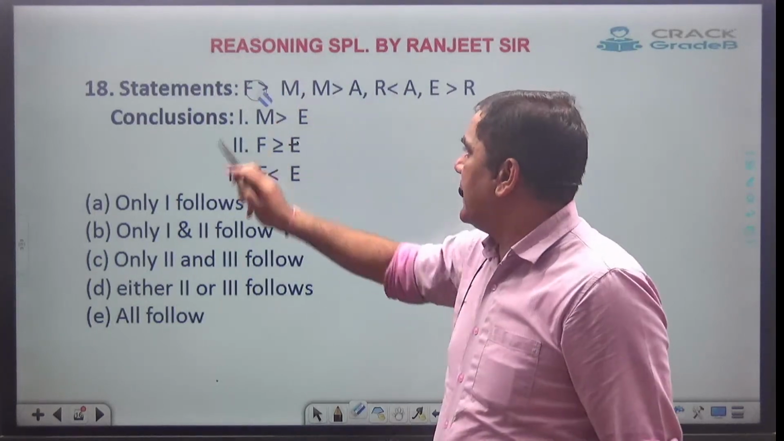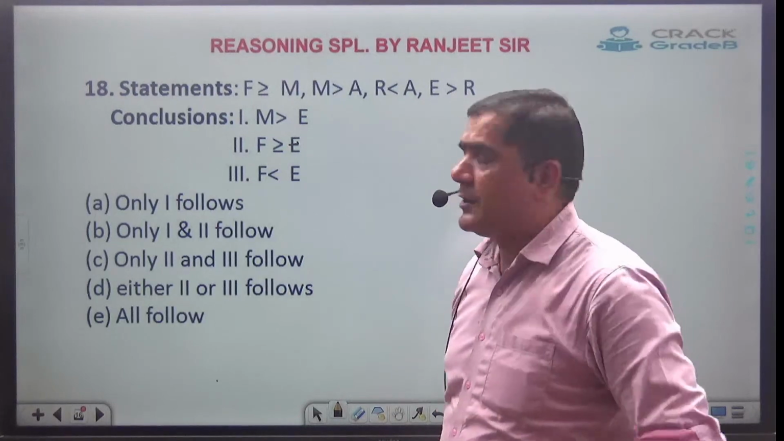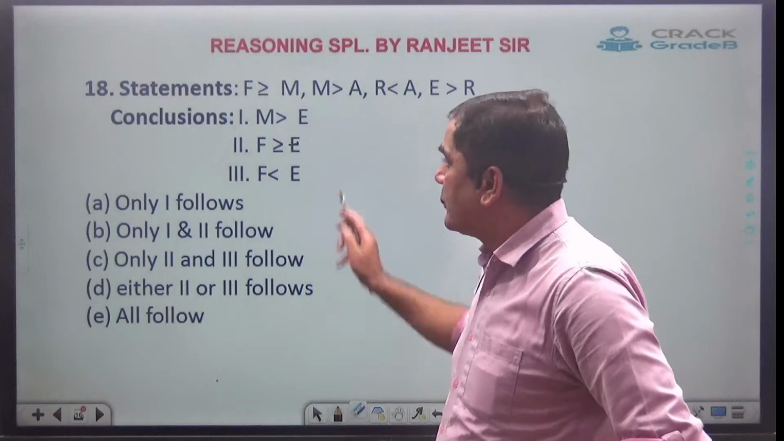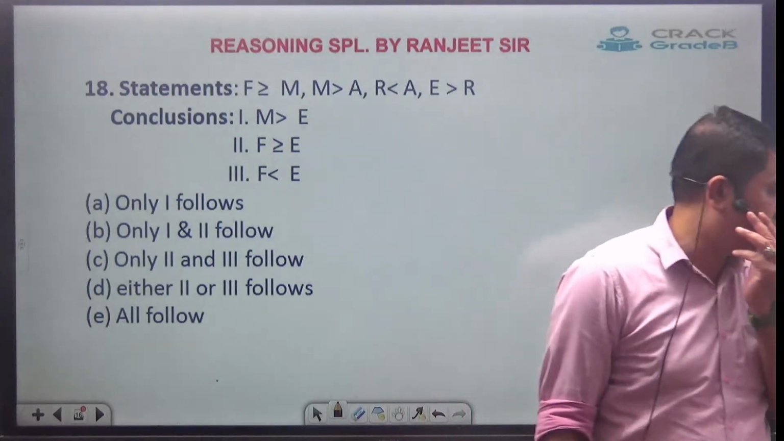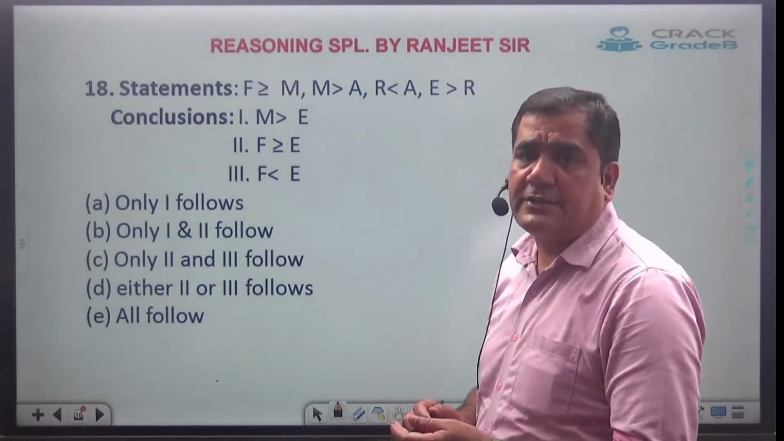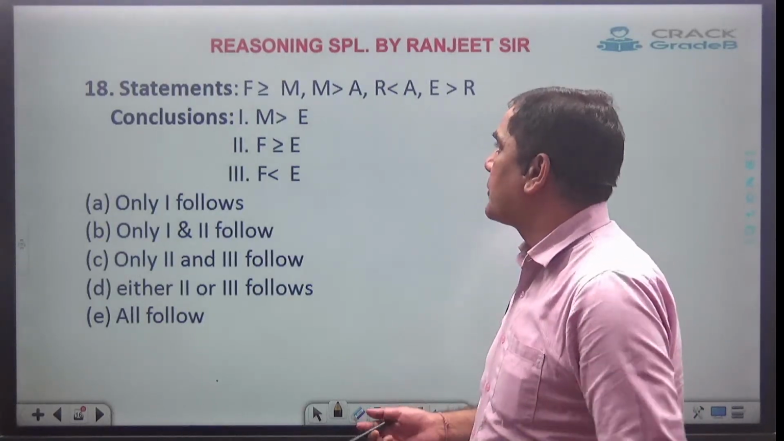Okay, so here they have given some statements followed by three conclusions. Now your job is to find out, if these statements are correct, then out of these three conclusions, which conclusion will be correct? Here they have given the uncombined statement. So whenever an uncombined statement is given, my first job is to combine them together.